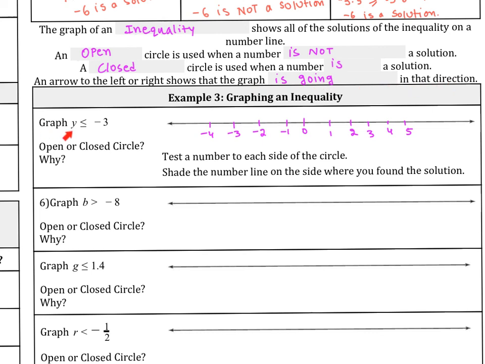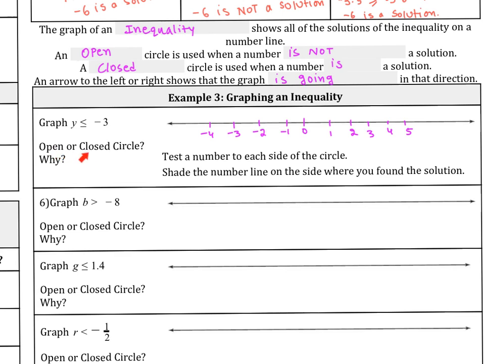So if we are going to graph y is less than or equal to negative 3, less than or equal to from negative 3 means that you're going to this side. So this is the less than side, this is the greater side. So y is less than or equal to negative 3 means that it is going to the less than side.